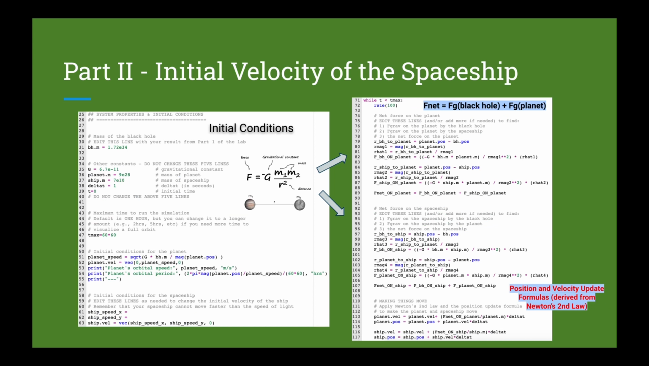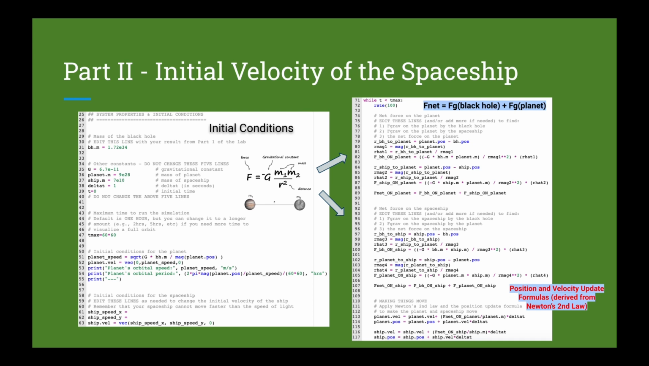For part 2, we were asked to find the initial velocity of the spaceship. We have the same initial conditions, except now we know the mass of the black hole, so that is seen here. And then we also have a while loop in this scenario. We started by knowing that F-net equals the gravitational force of the black hole plus the gravitational force of the planet, and these are the only two forces acting on the system. We first calculated the net force on the planet, as seen here, and then the net force on the spaceship. And then we added these two to get the total net force.